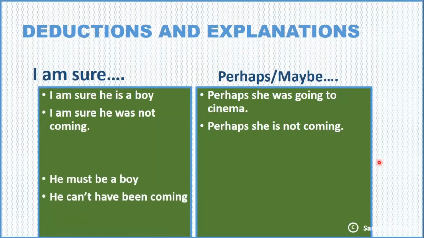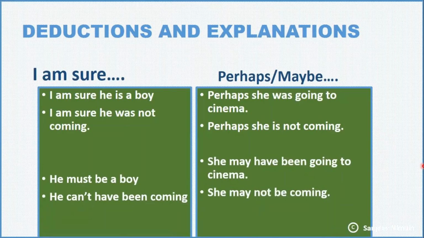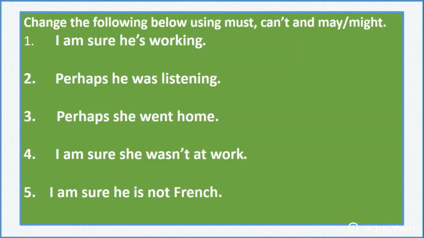Coming to this side, the first question is positive. Perhaps he was going to cinema. She may have been going to cinema. Perhaps he is not coming. She may not be coming. And these are the questions from your textbook.